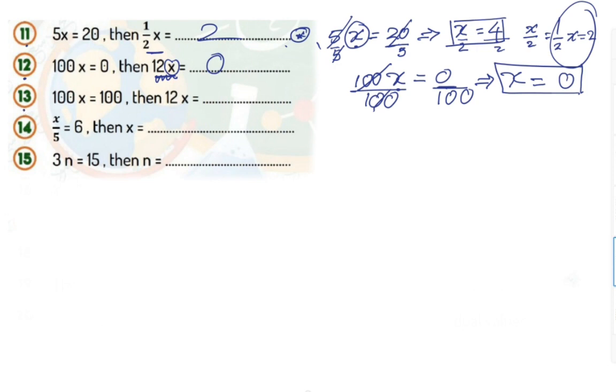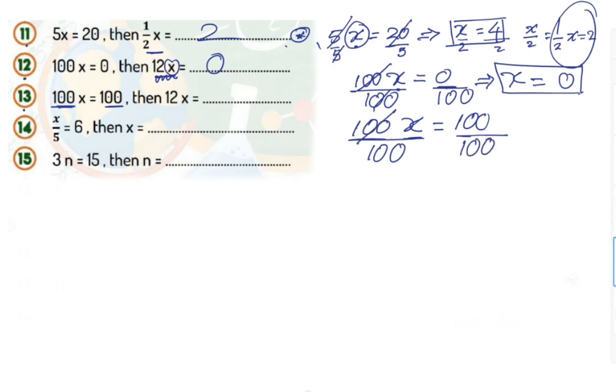13. 100x equals 100. So 100 and 100. Of course, x equals what? Equals 1, right? 1 multiplied by any number equals the same number. Look with me. You have 100x equals 100. So to find the value of x, I will divide both sides by 100.